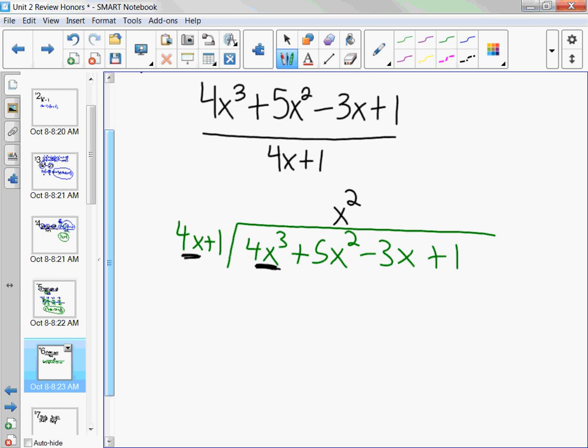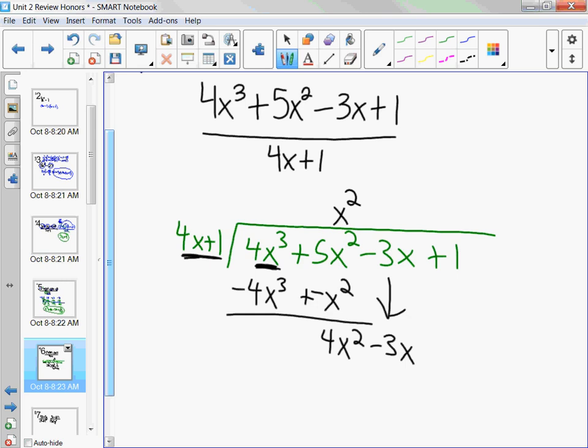I then multiply x squared by my divisor, 4x plus 1. So I got to distribute it. X squared times 4x is 4x cubed, and x squared times 1 is x squared. And then I have to subtract. And I've told you that changing the signs and adding is the same thing as subtract. So the first ones are going to add up to 0. 5x squared minus x squared will give me 4x squared. I bring down the negative 3x right there.